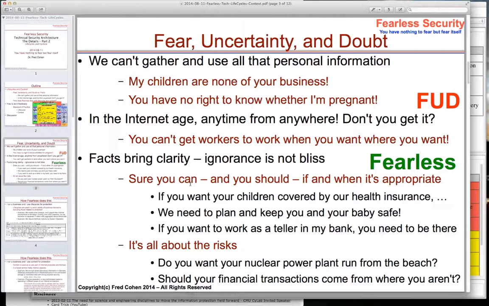And if you want to work as a teller in my bank, if I had a bank, you're going to need to be at the bank. So you can be a teller in the bank. You can't be a teller in the bank from afar. But it's all really about the risks here.